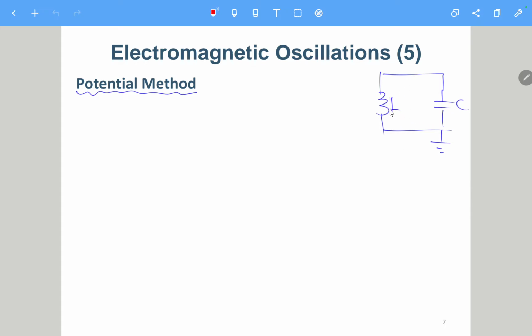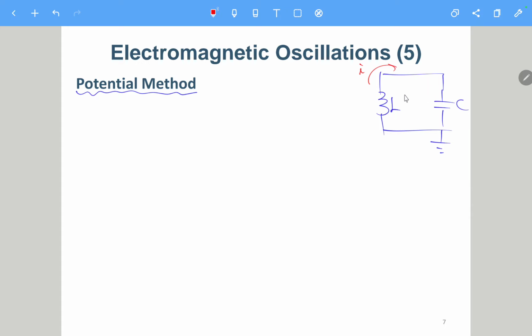For the circuit, we have L and C in series. So this circuit only has two nodes, 1 and 2, so we can define either of them to be a ground node, which means that the potential of this node is 0. Okay. So in that case, this is a single loop, so we only have one current.